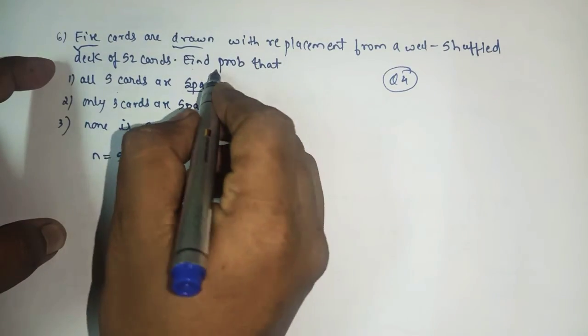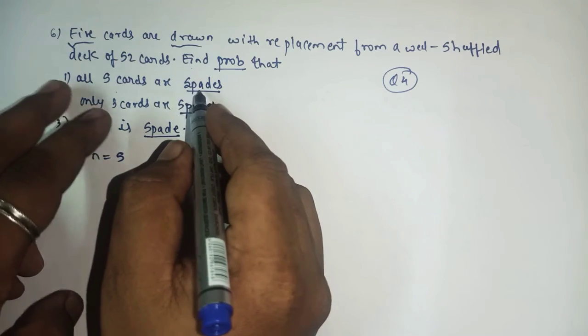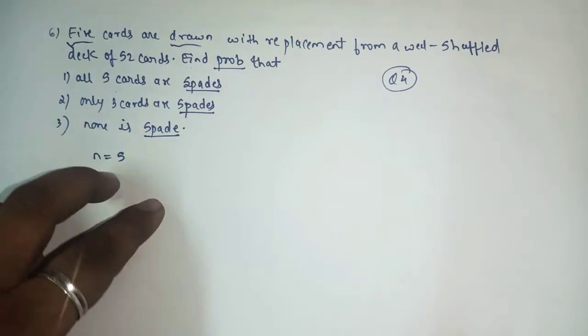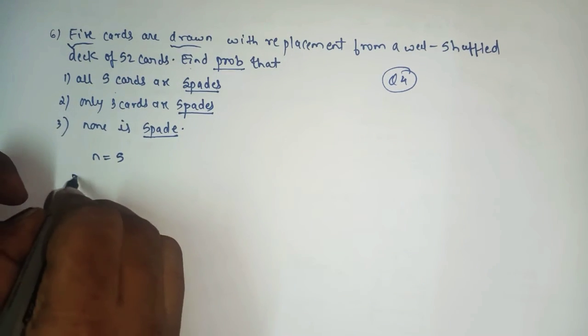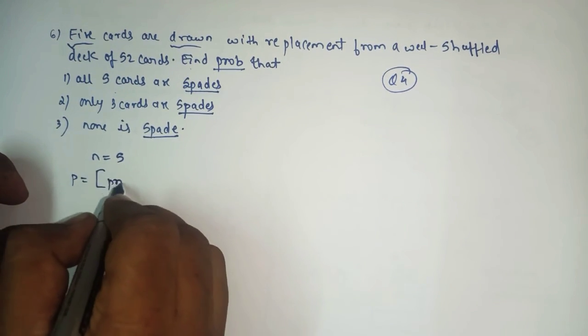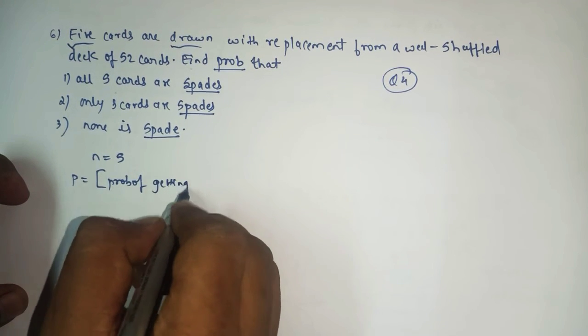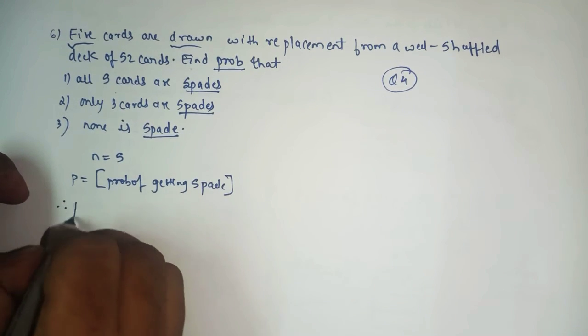So that means we have to find the probability for all spade, only spade. That means we have to find the probability of getting a spade card. So we'll consider p as the probability of getting a spade. I hope you all might be knowing.